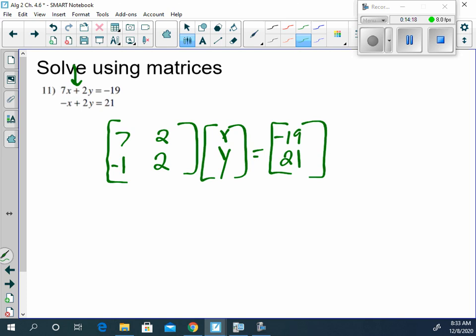Negative 19 and 21. So we have this here. So we're just plugging these in. The 7, 2, negative 1, 2 are just the coefficients, the numbers in front of the variables. Then our variables, and then we set it to what it's equal to.